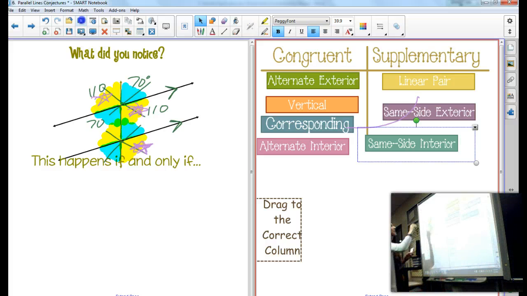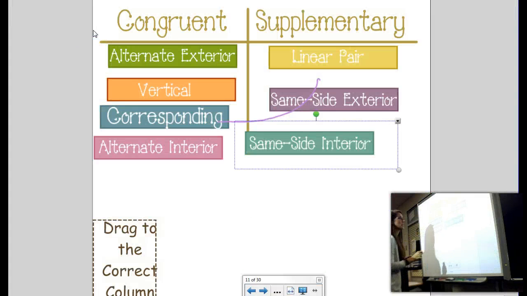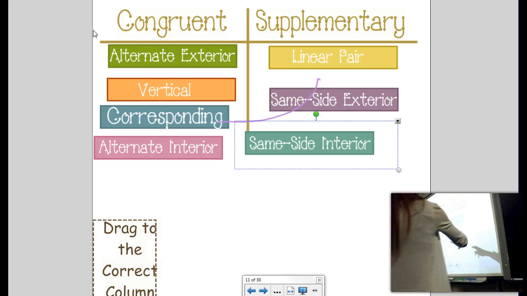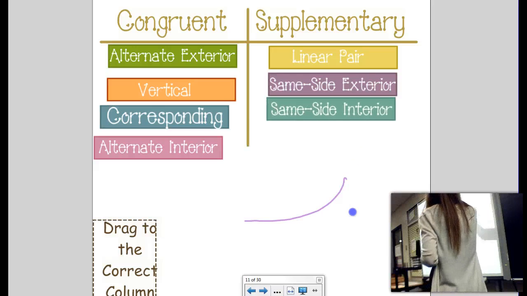Okay, now the next thing is I need you to notice something. I need you to notice a pattern. Take a look at those two columns. Look at what words are in what columns. What do you see, Austin? If they're alternate, they're congruent, but if they're the same, they're supplementary. Very good. That's one observation.